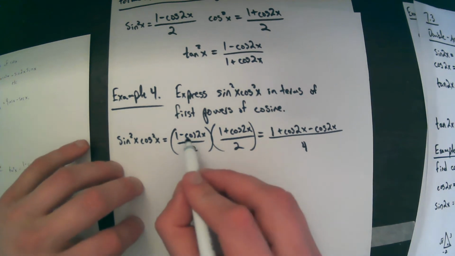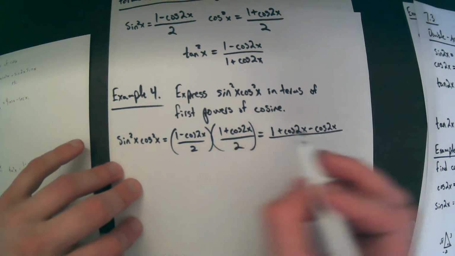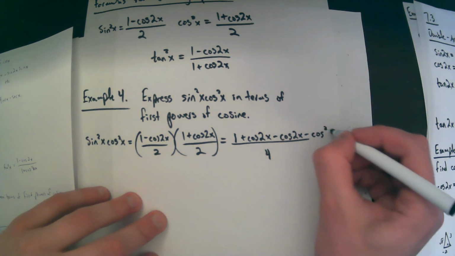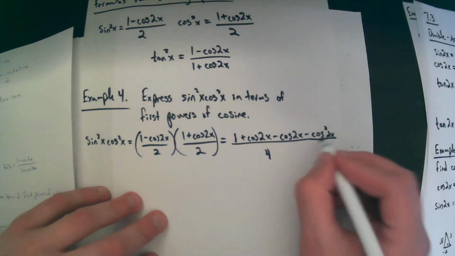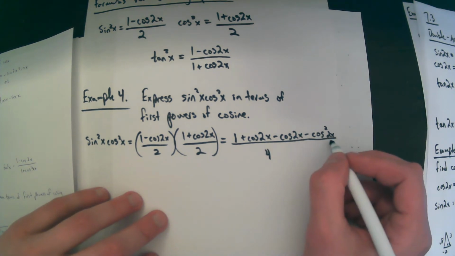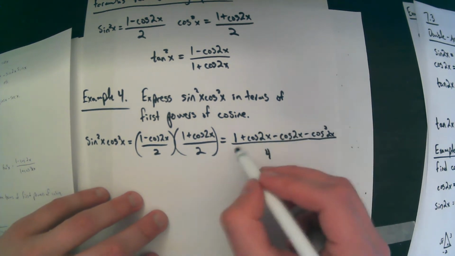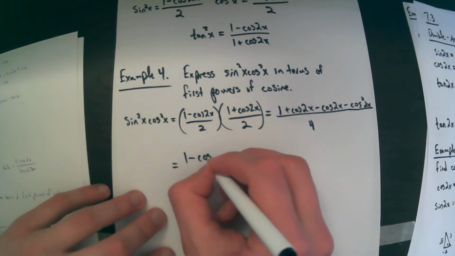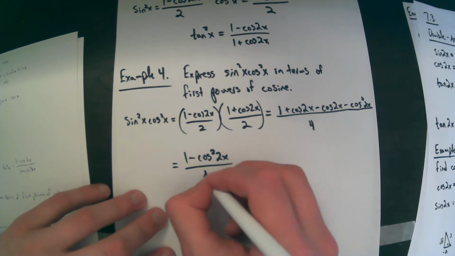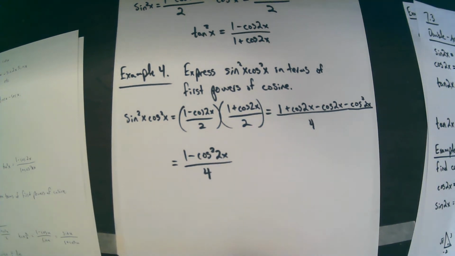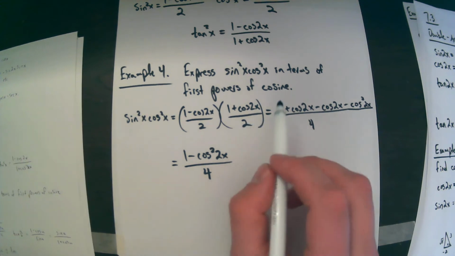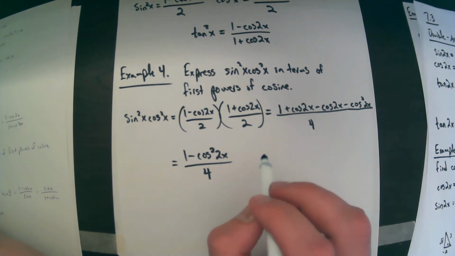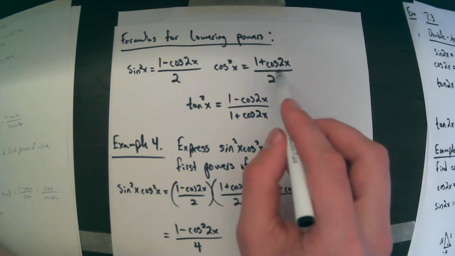And then I'm going to have negative cosine 2x times cosine 2x, that's going to give me negative cosine squared 2x. So it's cosine 2x times itself, and it's negative. And by the way, these are going to cancel, aren't they? So cleaning this up a little bit, I've got 1 minus cosine squared 2x all over 4. But I'm supposed to write it in terms of first powers of cosine. So what I can do is use this formula again.